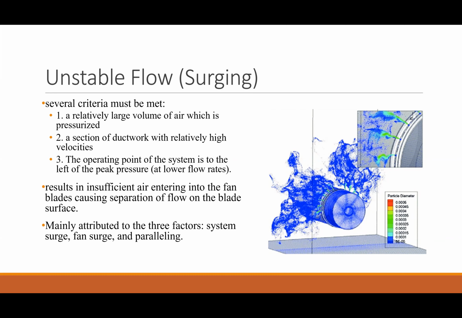In this region, the fan curve has a positive slope such that increasing the flow also increases the fan static pressure. This results in insufficient air entering the fan blades, causing separation of flow on the blade surface. This can cause complete breakdown in fans and is mainly attributed to three factors: system surge, fan surge, and paralleling.